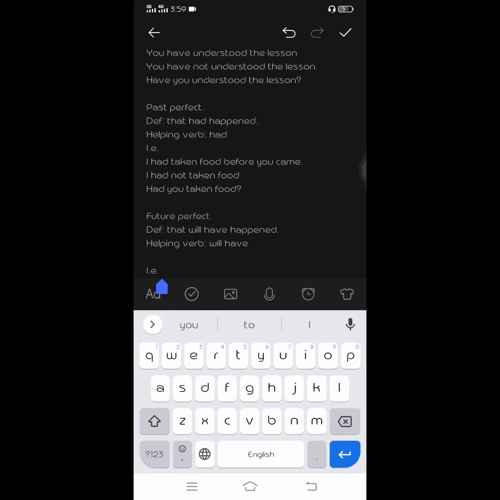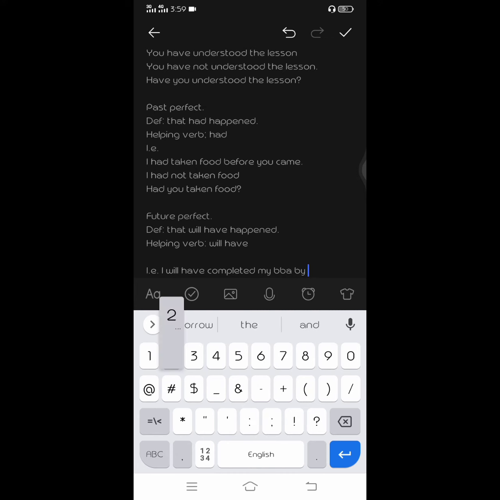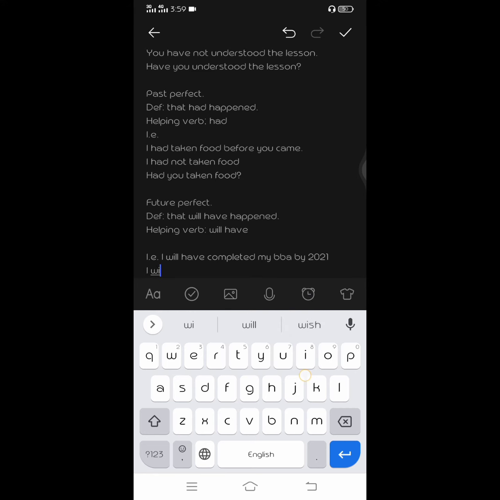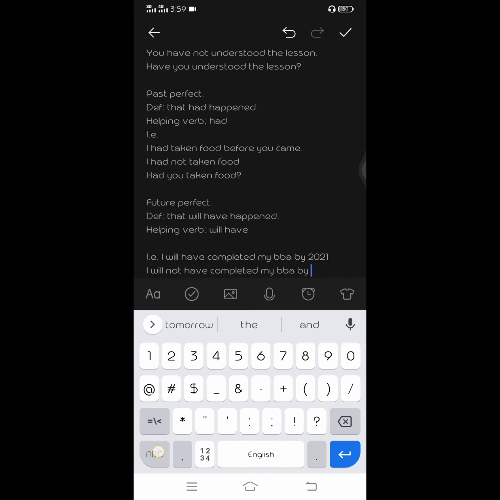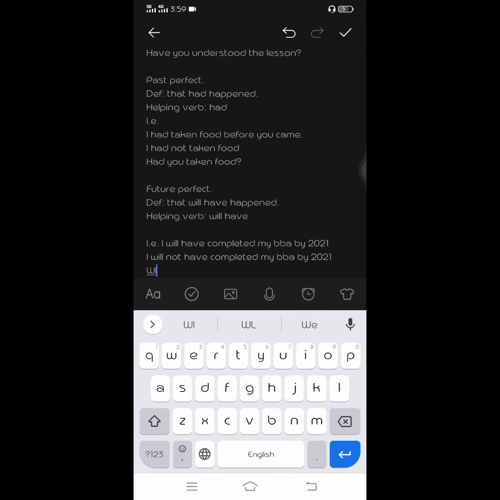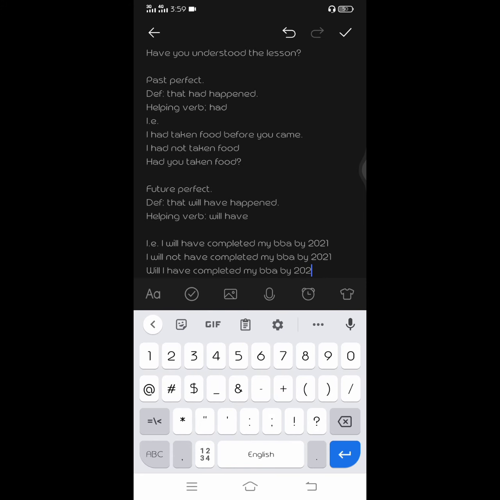Suppose you say मैं अपना BBA या bachelor's complete कर चुका हूँगा 2022 तक. In English, how would you say? I will have completed, yes, the verb third form, my BBA by 2022 or 2021. In negative, it's going to be I will not have completed my BBA by 2021. And in interrogative, it's going to be will I have completed my BBA by 2021.